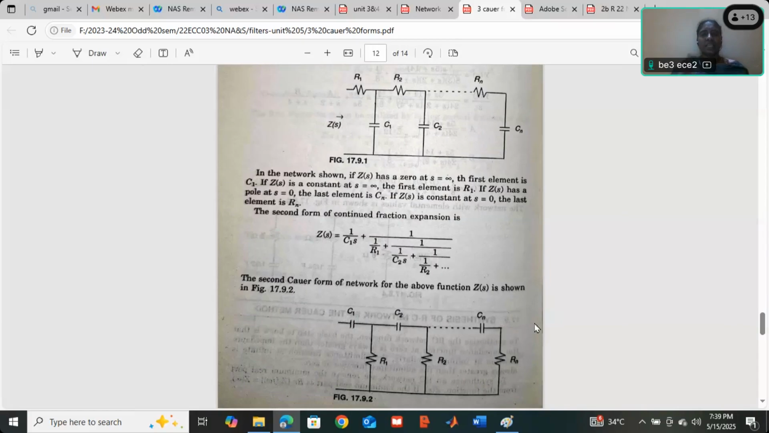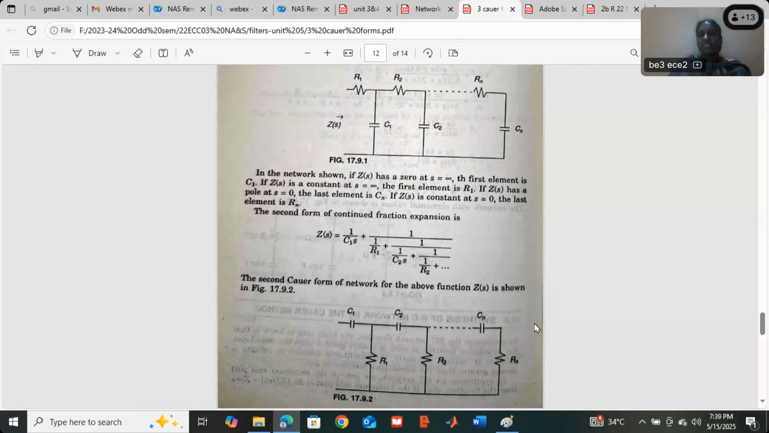6 circuits I have shown you in Cauer form. RC network Cauer form 1, Cauer form 2. LC network Cauer form 1, Cauer form 2. And RL network Cauer form 1, Cauer form 2. 6 circuits I have shown you.